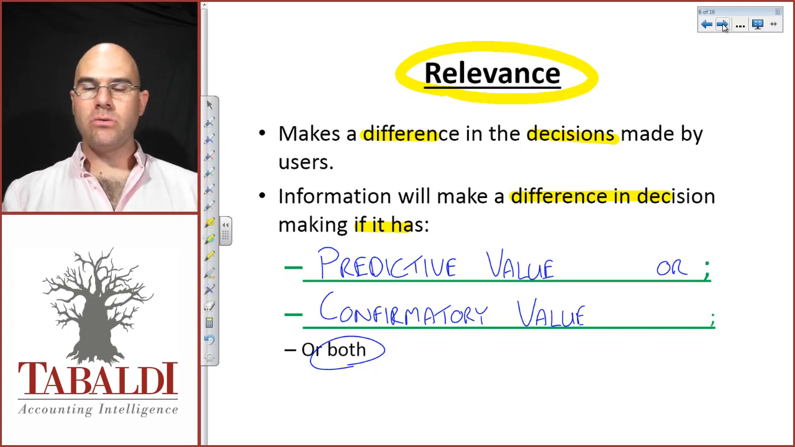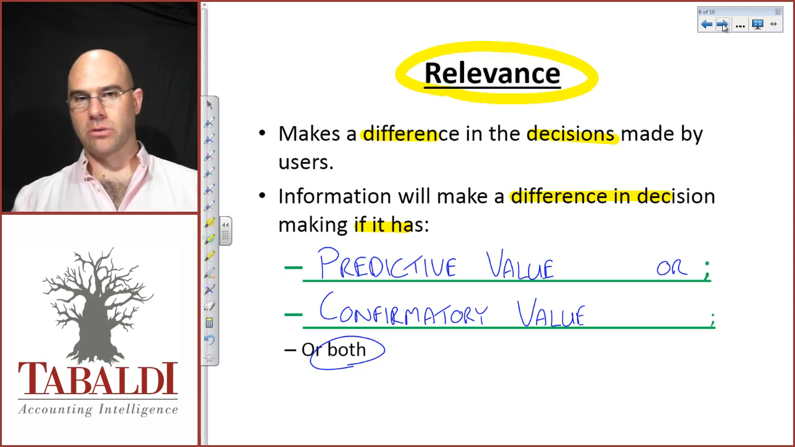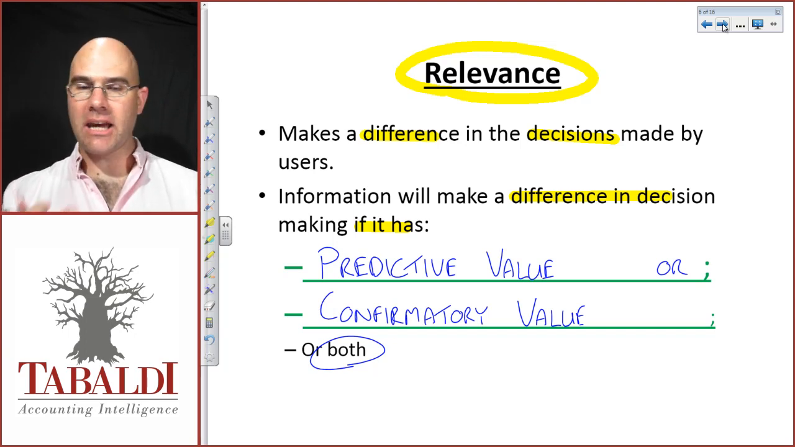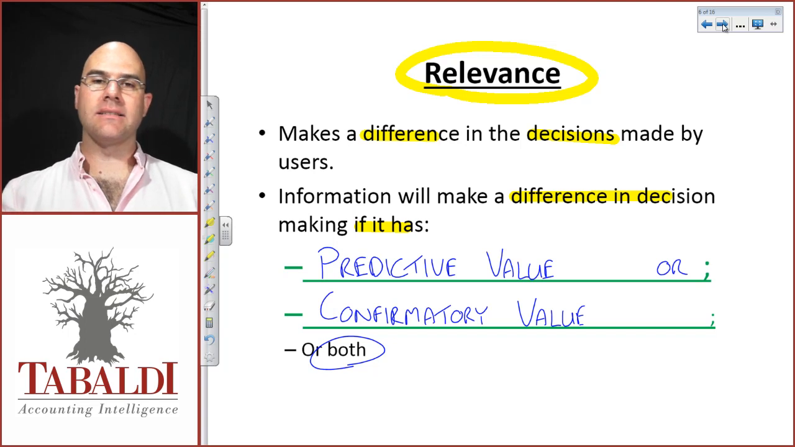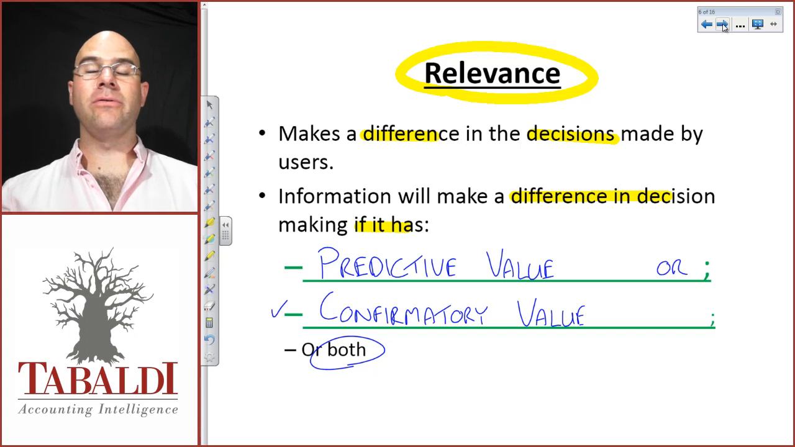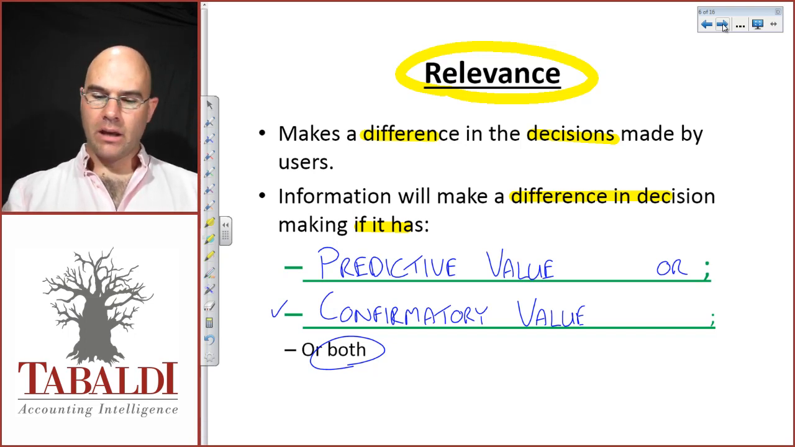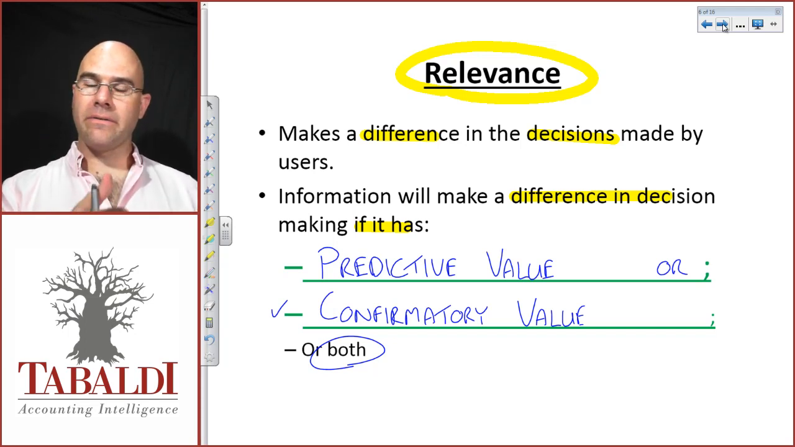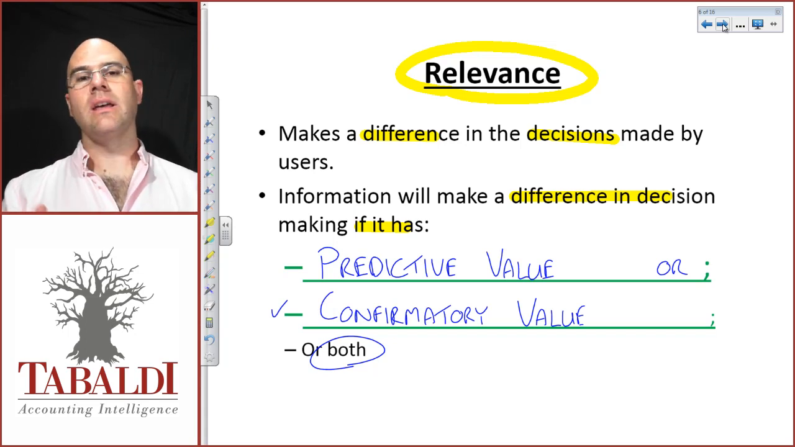So revenue gets published in the financial report at the end of the year, and it may have confirmatory value for analysts looking back at what their expectations were based on all their analysis and management projections, and that may have predictive value as well because that revenue figure may work as a forecast for future revenue. So relevance, the absolute key here is, is something relevant? Well, if it would have affected decision makers' decisions, then yes, it's relevant.